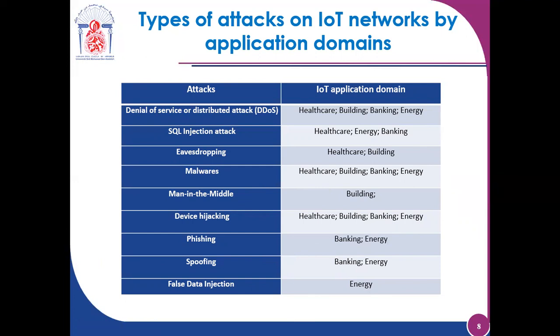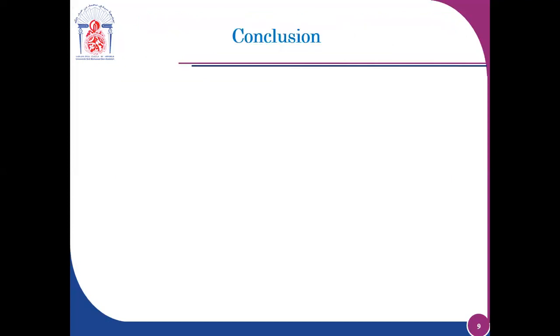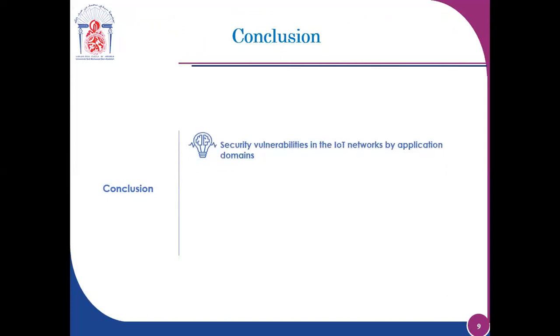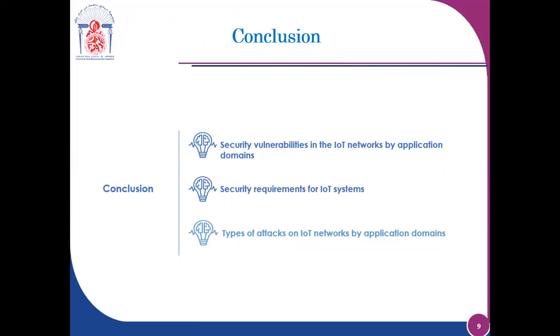So that brings to the end of my presentation. We looked at three main points. First, I spoke about security vulnerabilities in the IoT networks by application domain. Then we looked at security requirements for IoT systems. And finally, I told you about types of attacks on IoT networks by application domains.